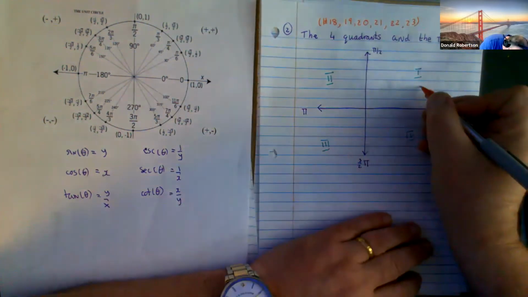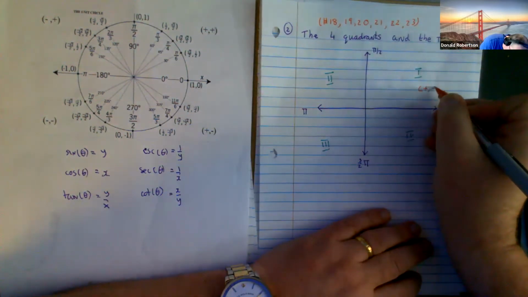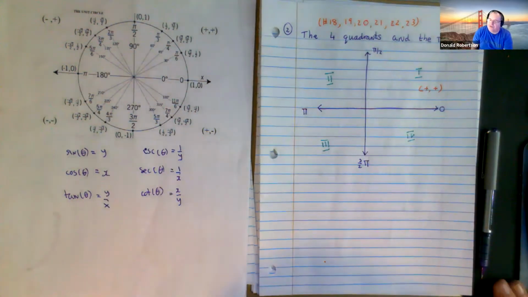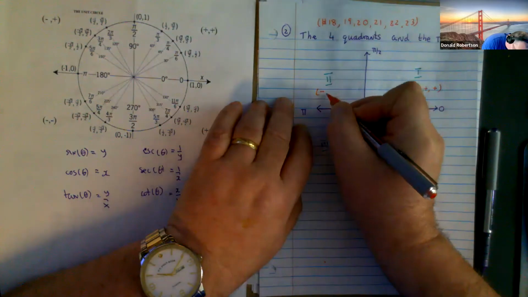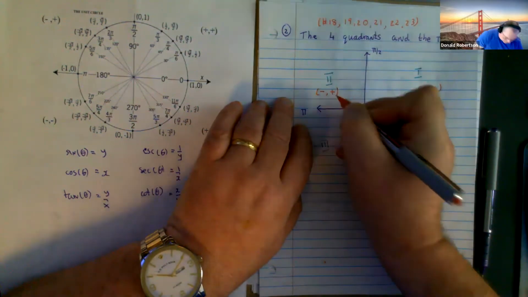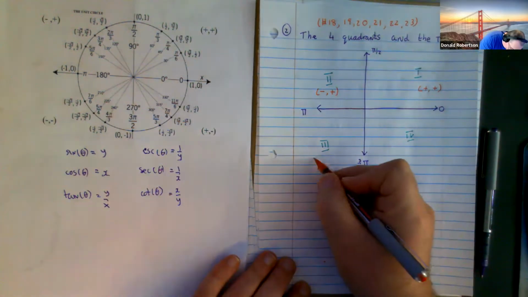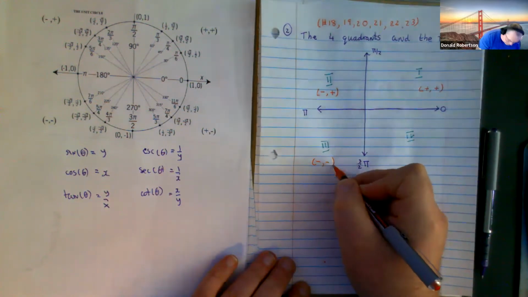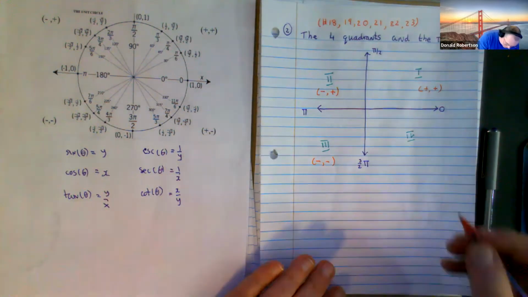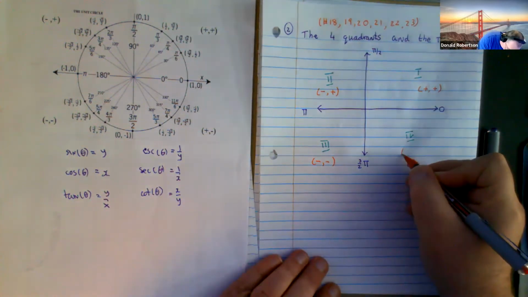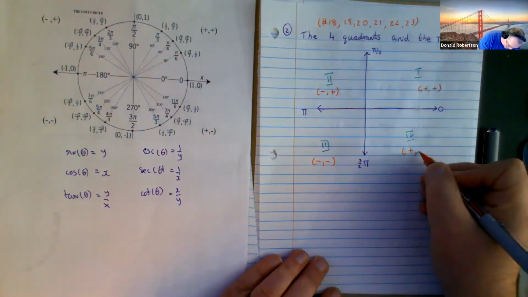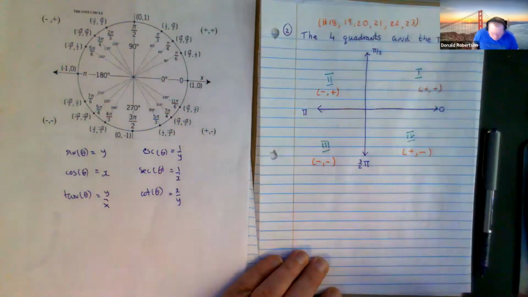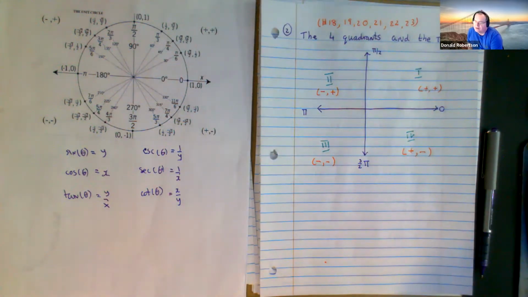If you're in quadrant 1, aren't both coordinates x and y positive? If you're in quadrant 2, the x coordinate is negative, but the y coordinate is positive. If you're in quadrant 3, both x and y are negative. And if you're in quadrant 4, the x is positive and the y is negative. You remember doing that? Okay. So this is just rehashing something.